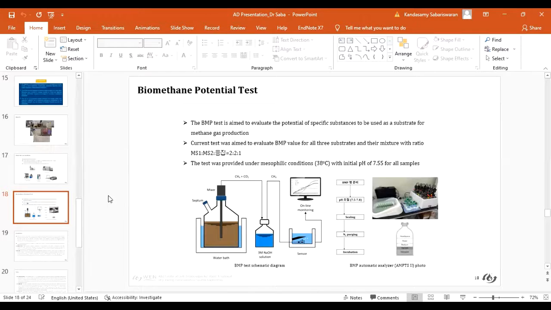Here you can see the picture of the BMP test schematic diagram. The water bath, the septum mixer, then the gas, CH4 and CO2, is coming to the inverse solution. After passing through the solution, only methane comes out. Then it is detected on the sensor, and we can monitor the pure production of methane gas.